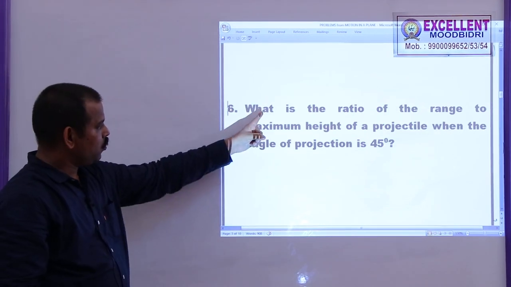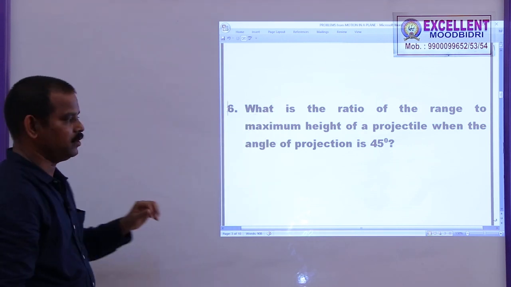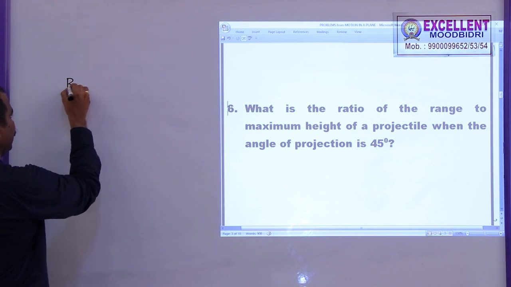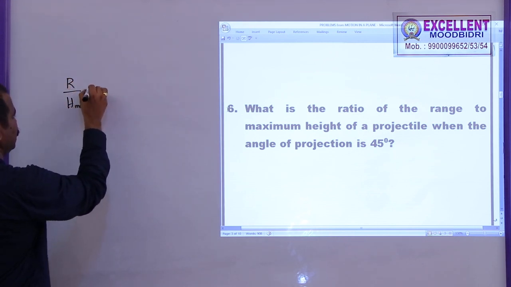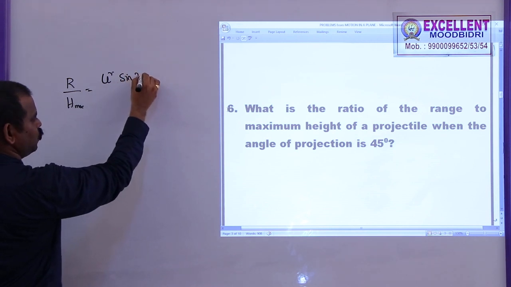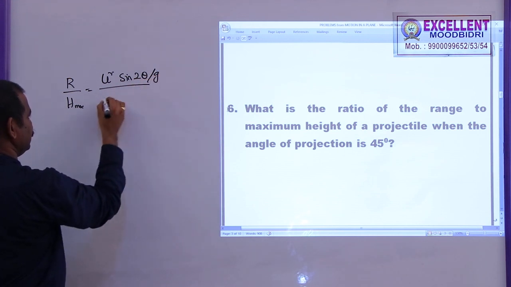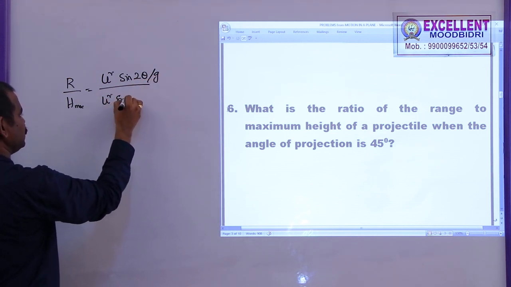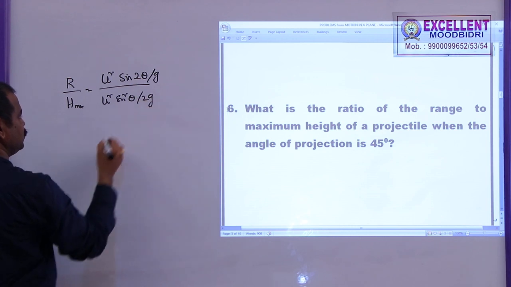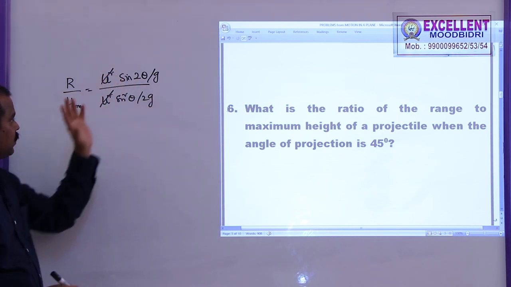Next one. What is the ratio of range to maximum height of projectile when the angle of projection is 45? So they are asking range by h max. Range is equal to u square sine 2 theta by g, and maximum height is u square sine square theta by 2g. You can cancel u square and u square here. Initial velocity is not given, but we can cancel this one.